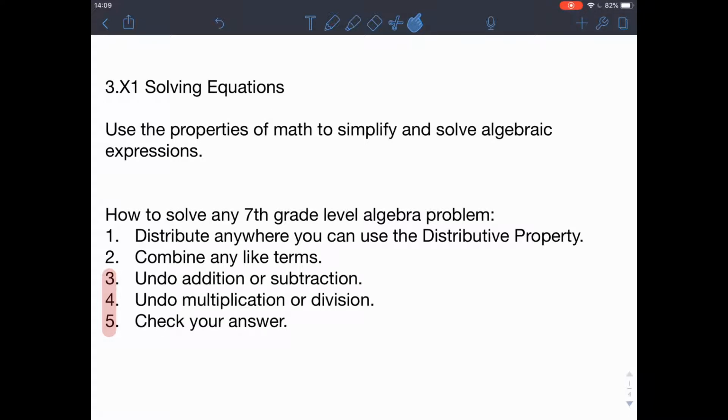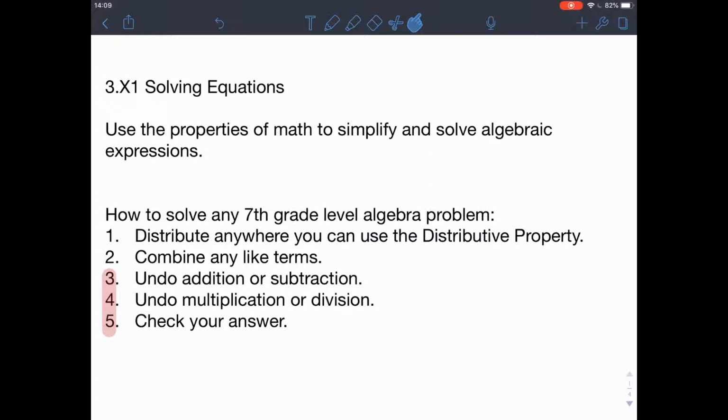In order to do this, it's important to remember all the things that we've learned before about solving equations in 6th grade. I have listed below the steps that you can use to solve any 7th grade level algebra problem. The first step is to distribute anywhere you can use the distributive property. The second step is to combine any like terms. The third step is to undo addition or subtraction with the inverse operation. Step 4 is to undo multiplication or division with the inverse operation. And step 5 is to check your answer.